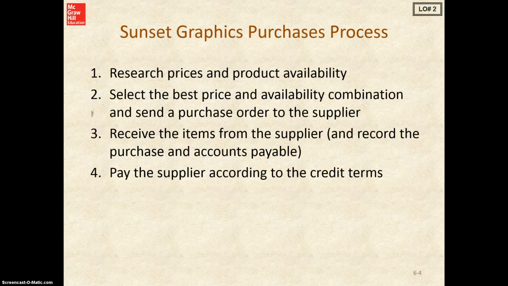advantage of. So again, we're going to utilize the Sunset Graphics model, and their purchase process is 1. Research prices and product availability. 2. Select the best price and availability combination and send a purchase order to the supplier. 3. Receive the items from the supplier and record the purchase and accounts payable. 4. Pay the supplier according to the credit terms.